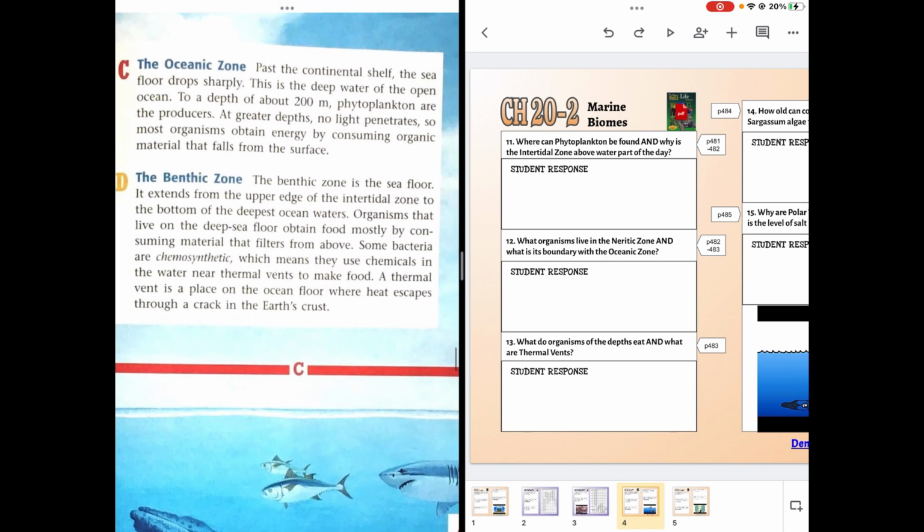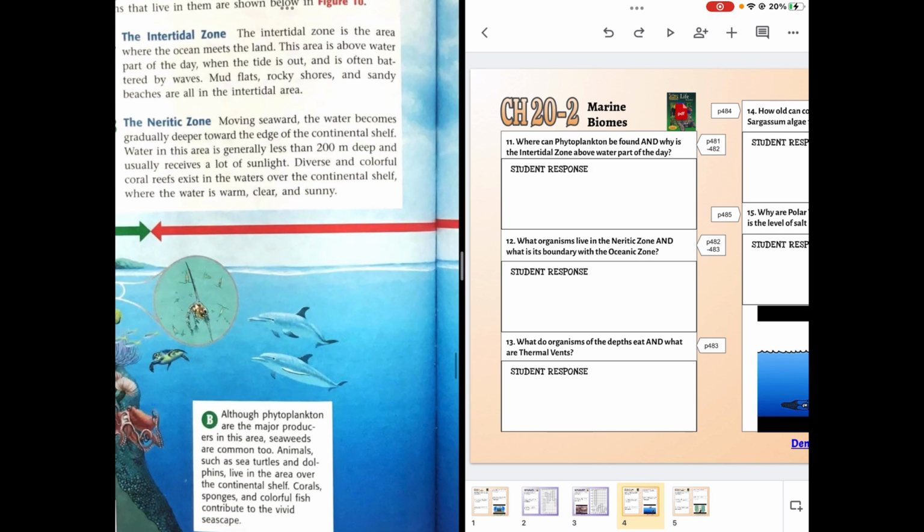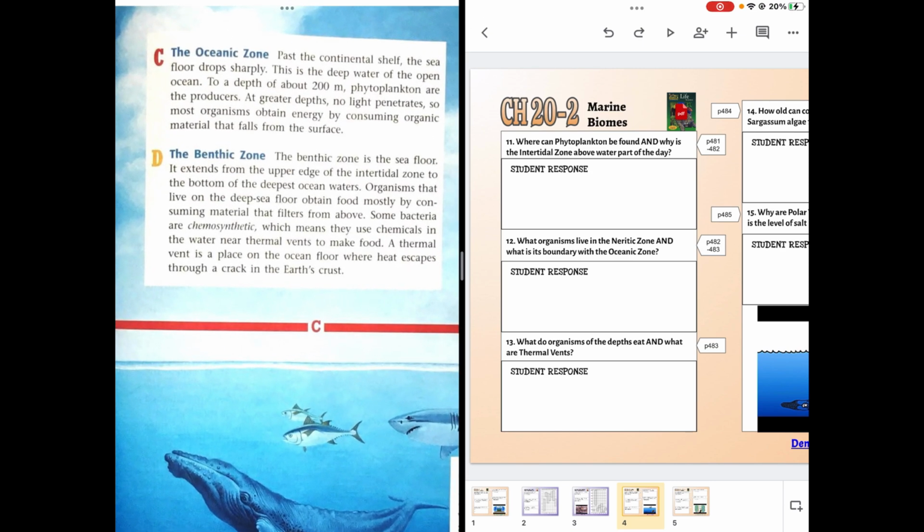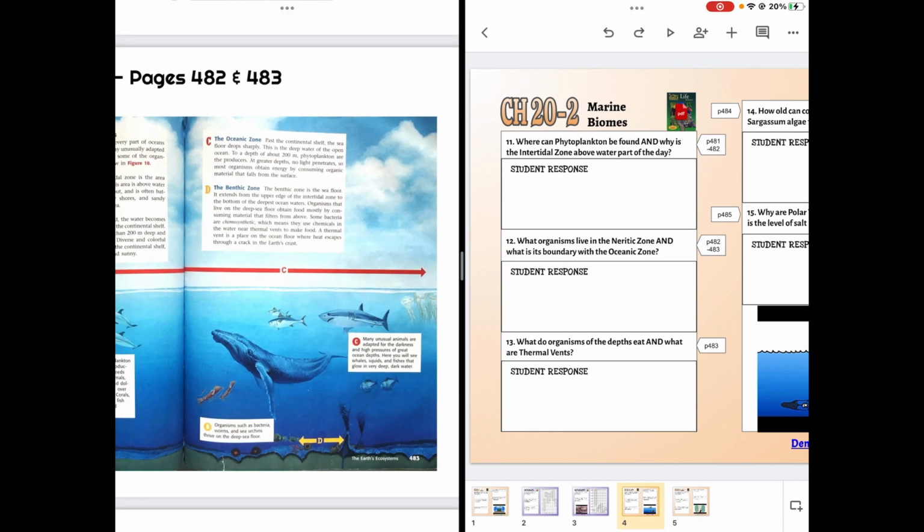What's tricky about the Oceanic zone is knowing the boundary between the 2. And so here in C, they talk about something right away, and here in B at the end, they talk about something. That thing they're both talking about in these paragraphs is the boundary between the 2. And then in the depths, the benthic zone, the bottom, what do organisms eat? So we can again read the paragraph or read the caption.